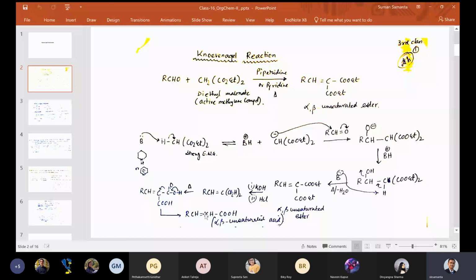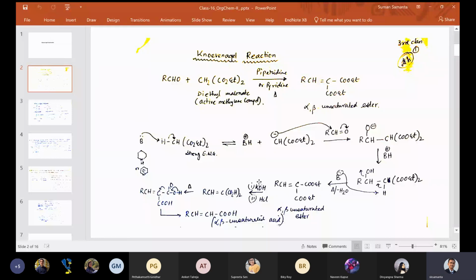So did you understand? This is not much difficult. The negative charge attacks the aldehyde center, picks up a proton, then dehydration. This dehydration would be much easier because you have two electron withdrawing groups. After that, this is your final product, an alpha beta unsaturated ester.